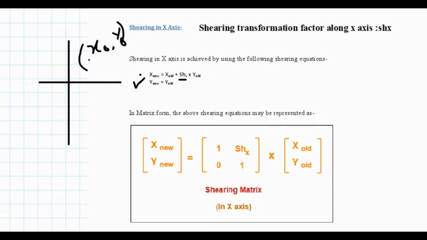Now, if you convert these two equations into matrix form, you get something like this: x new, y new equals 1 SHX, and in the next row 0, 1, multiplied with x old, y old. If you multiply the right hand side, you get x new equals x old multiplied with 1, that is x old, plus SHX multiplied with y old. Then y new is 0 multiplied with x old plus 1 multiplied with y old, so y new equals y old. This is your shearing matrix in 2 dimensions, without involving any homogeneous coordinate system.